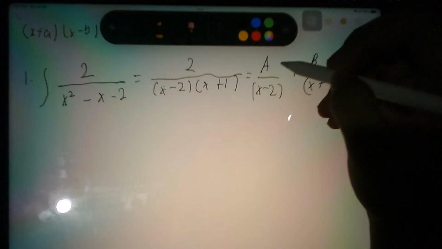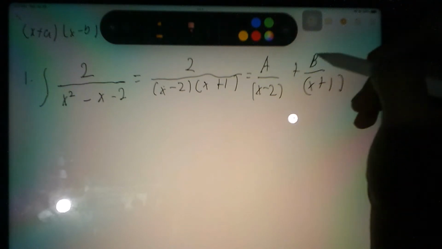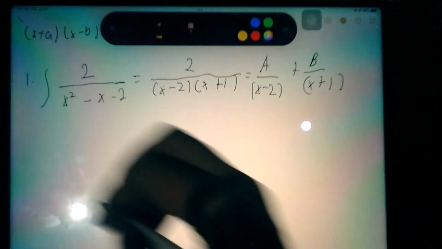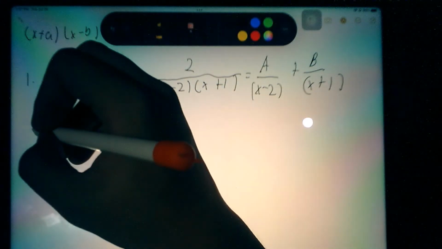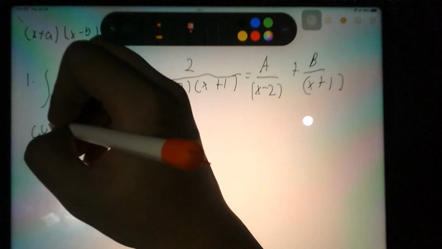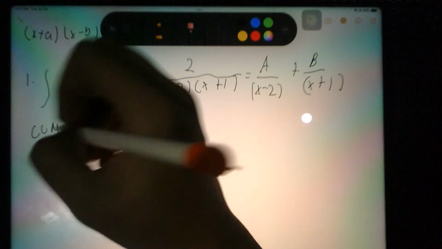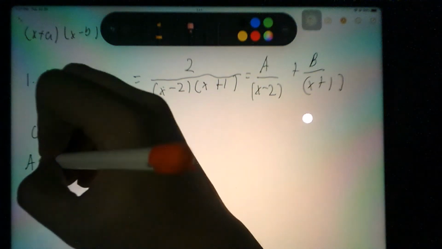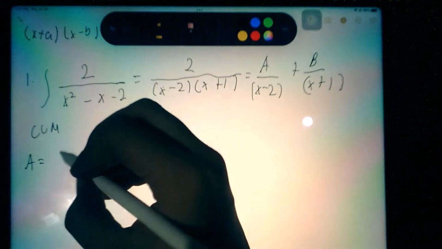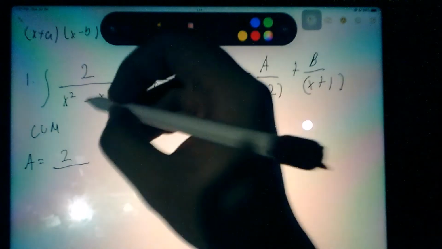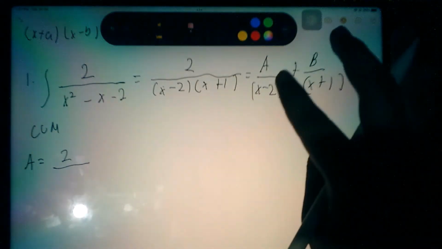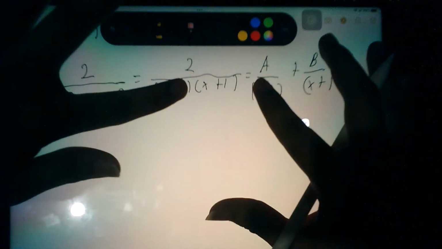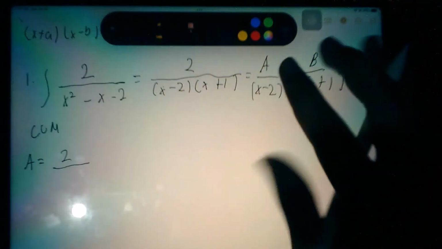Now we are going to find the value of a and b by using a method that my teacher taught us, which is the cover up method, or CUM. For the cover up method, for example, a equals 2 over x minus 2, so we cover up x minus 2, the factor of a, and what will be left is only x plus 1.